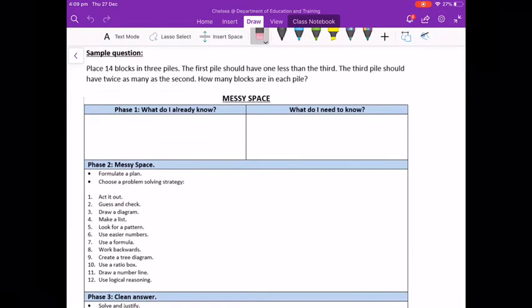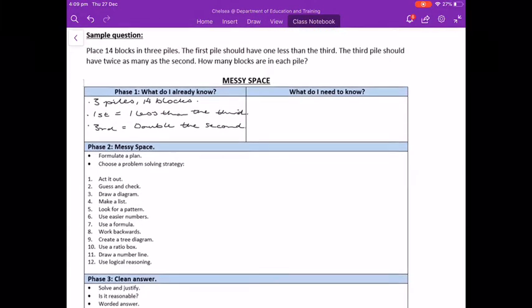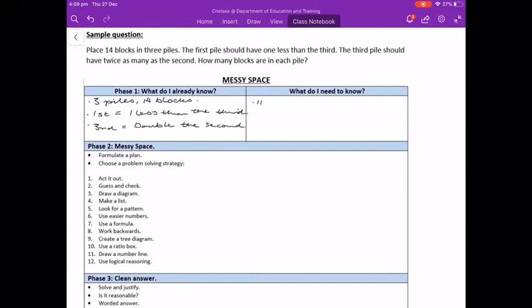Let's look at phase 1. What do I already know? I know that there are going to be 3 piles and there's going to be 14 blocks altogether. I know that the first pile is going to have one less than the third. And I know that the third pile is going to be double the second. What do I need to know? I want to know how many blocks in each pile.